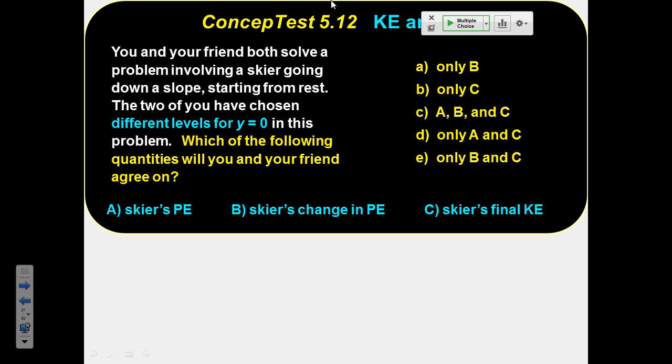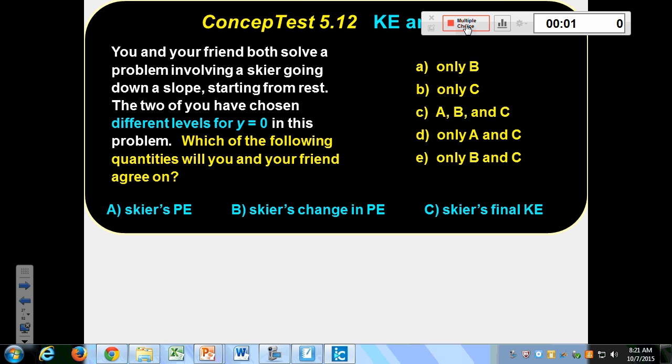This one? Okay, so you and your friend solve a problem about a skier going down a slope starting from rest. But you choose different levels for y equals 0. Remember we said that potential energy is sort of a relative thing. You choose different levels for y equals 0. Which of the following quantities do you agree on? The skier's potential energy, the skier's change in potential energy, or the skier's final kinetic energy?